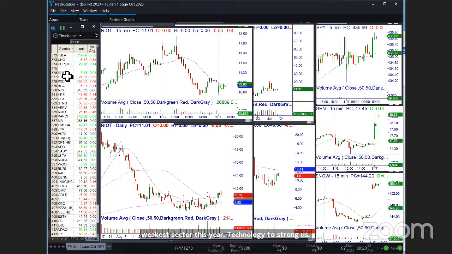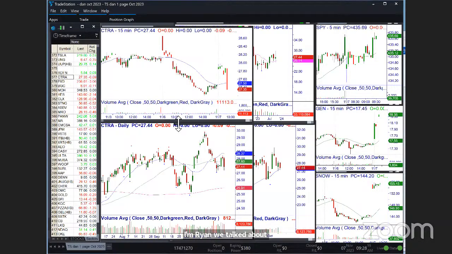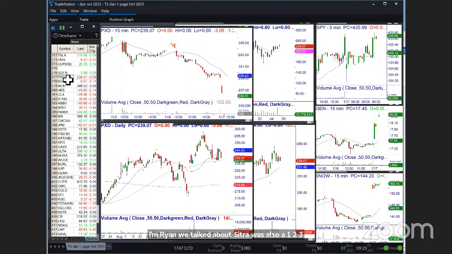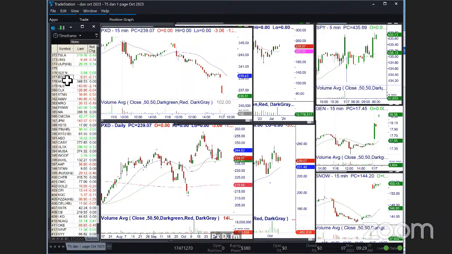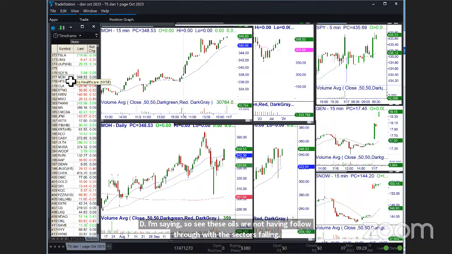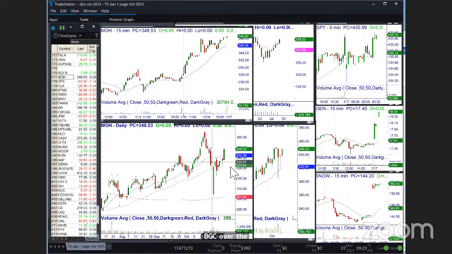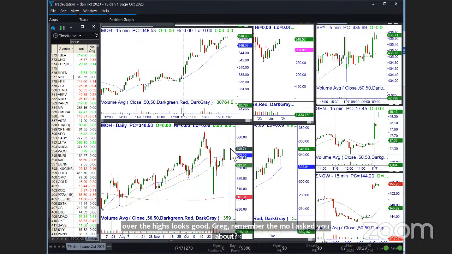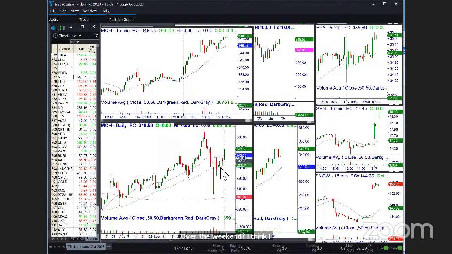Riot we talked about. Citra was also a 1, 2, 3 yesterday, but earnings got in the way. PXD, same. So see, these oils are not having follow through with the sectors falling. BGC over the highs looks good. Greg, remember the Mo I asked you about over the weekend? I just am seeing this now. That was a nice one. Well, here's another MT live. Well, a couple of them.